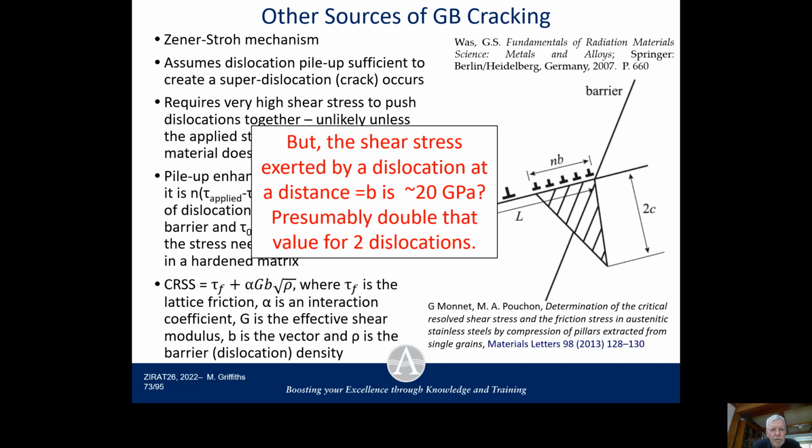However, if you do the calculations, the shear stress needed to push 2 dislocations together is double that. It's like 40 gigapascals. I mean, it's just astronomical. So the likelihood of this kind of thing happening, I think, is purely theoretical. Or if you have a really high stress, I should say.